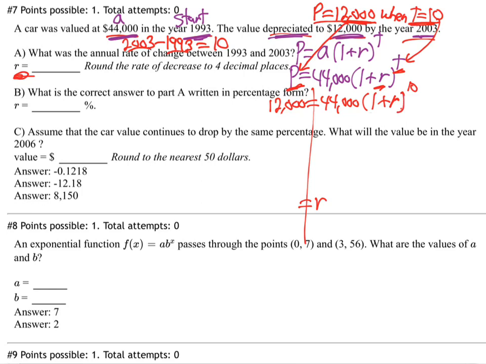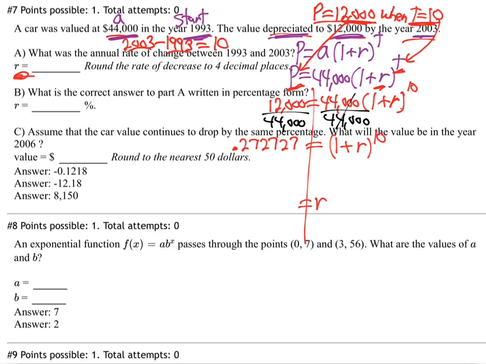So the first thing to do is just to divide off that 44,000 because it's multiplying. So opposite of multiplying is divide. So we divide that 44,000. On the other side, we get 0.272727. It goes on and on. I'll just leave it right there. Six digits is good enough. Well, we're still in the middle of the problem, so we want to use as many digits as possible. 1 plus R to the 10th power.